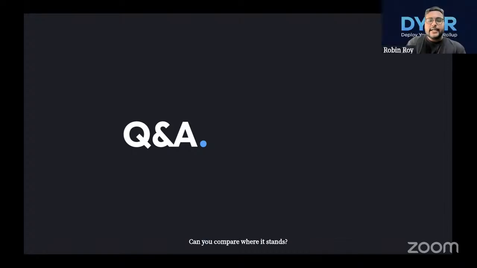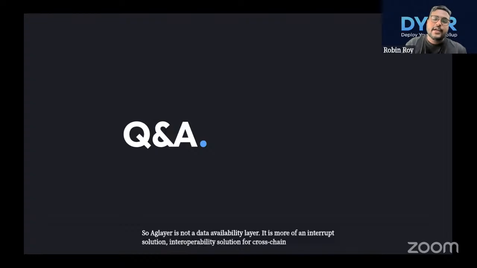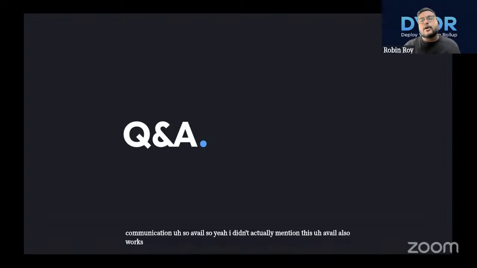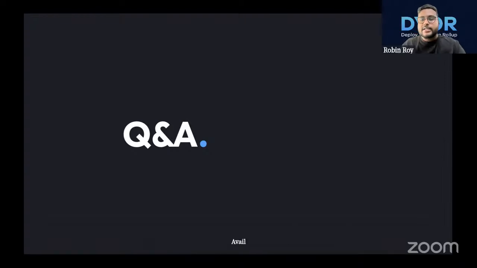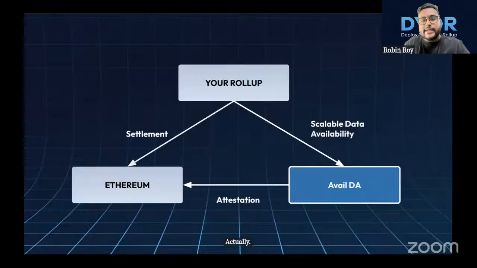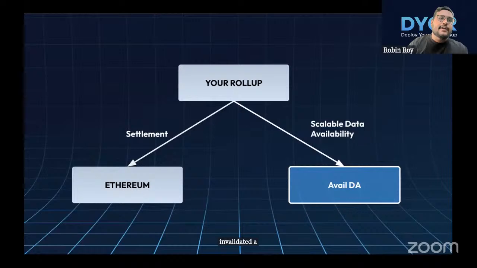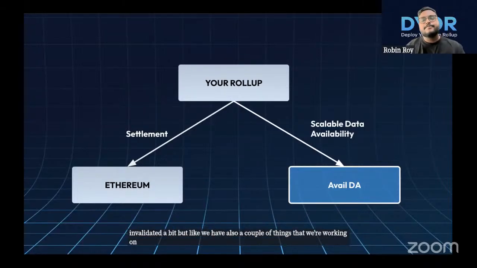So AggLayer is not a data availability layer. It is more of an interoperability solution for cross-chain communication. I didn't actually mention this: Avail is not only about DA. So this entire session would be kind of invalidated a bit, but we also have a couple of things that we're working on called Nexus and Fusion.